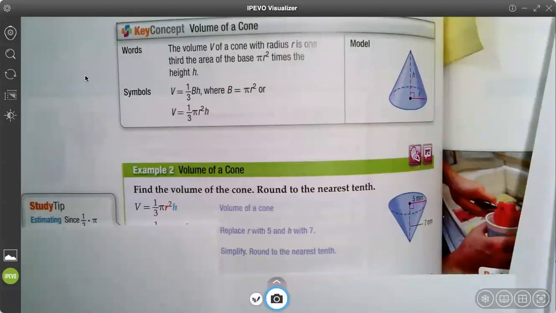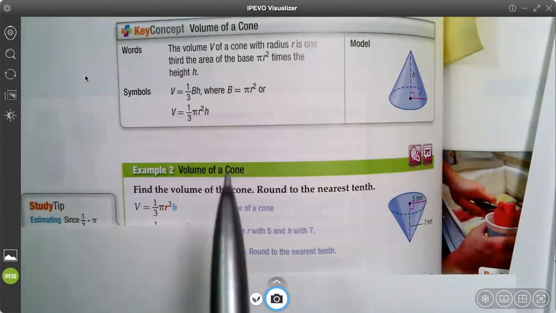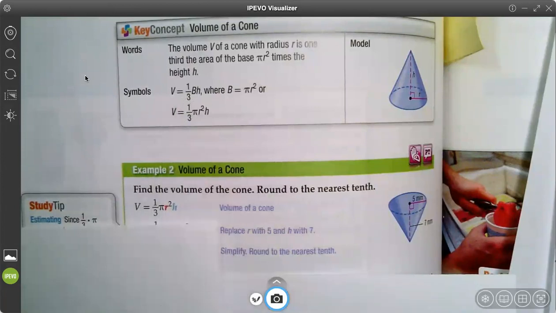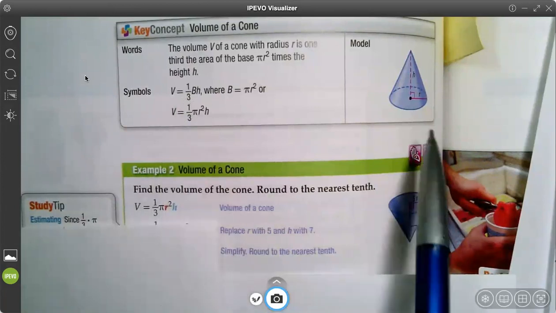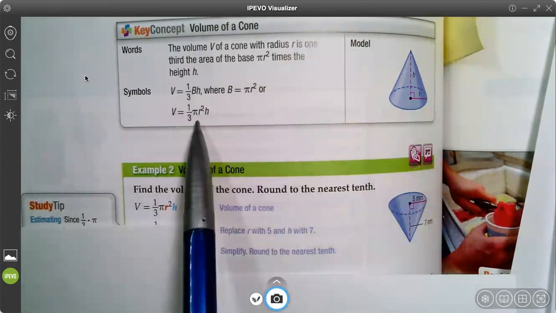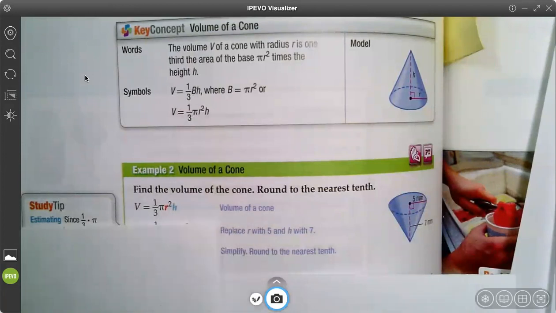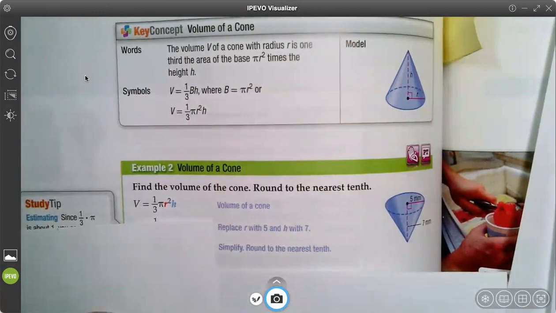Now let's look at finding the volume of a cone. A cone is a type of pyramid. So we're back to the formula, 1/3 big B H, which works for any pyramid. Big B on a cone is pi r squared because the area of the base is a circle. Pi r squared is how you find the area of a circle. So here we have a cone.